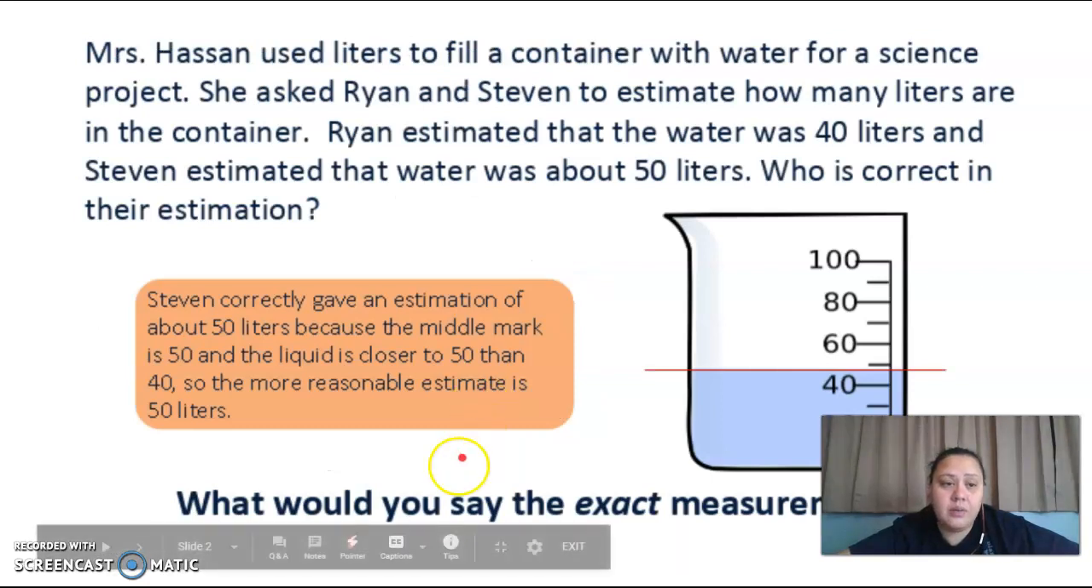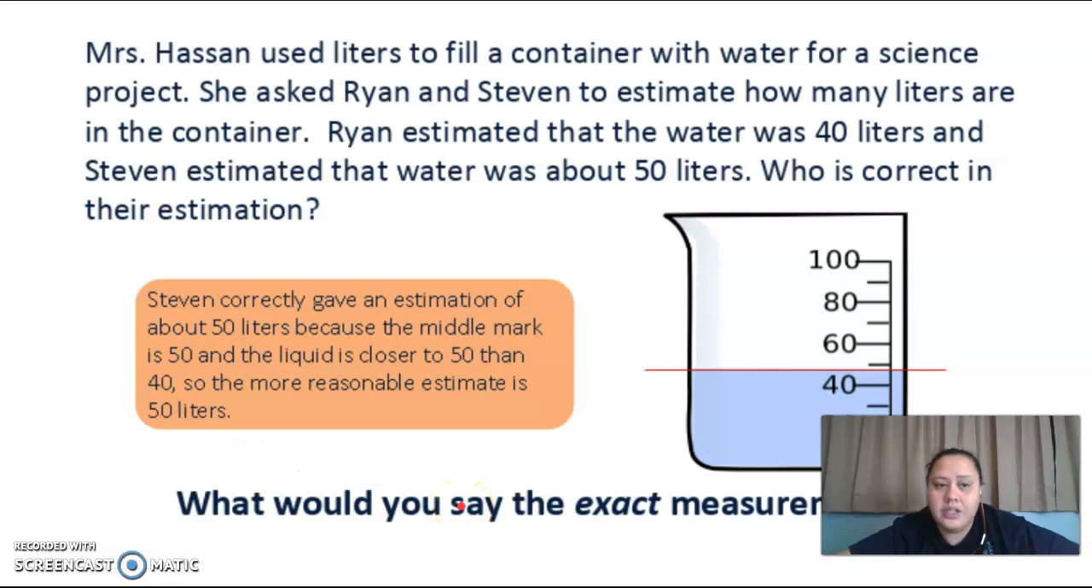So here is another one. Mrs. Hassan used liters to fill the container with water for a science project. She asked Ryan and Steven to estimate how many liters are in the container. So we're estimating here, guys. Ryan estimated that the water was 40 liters, and Steven estimated that the water was about 50 liters. Who is correct in their estimation?